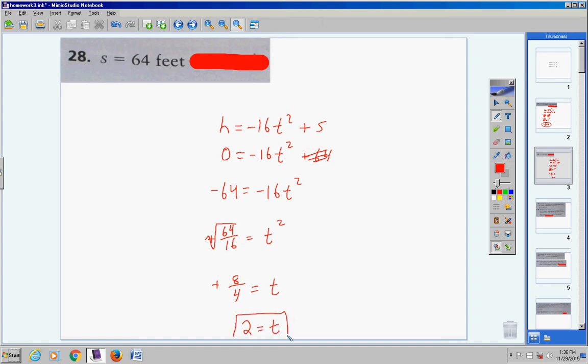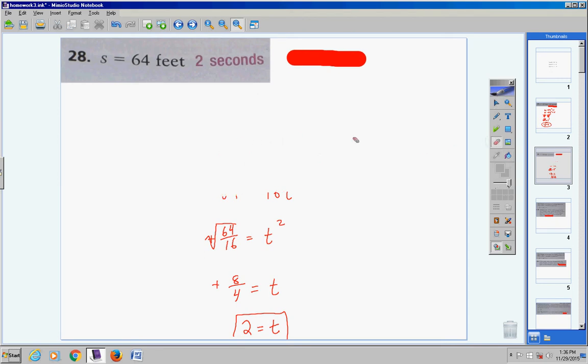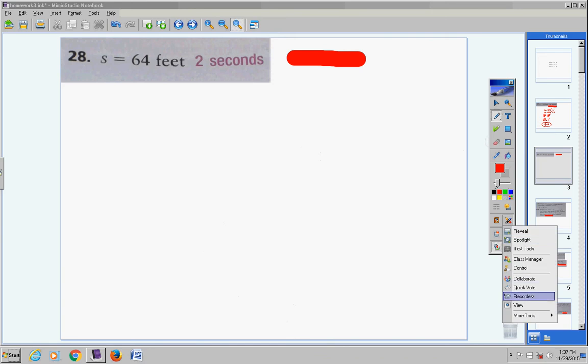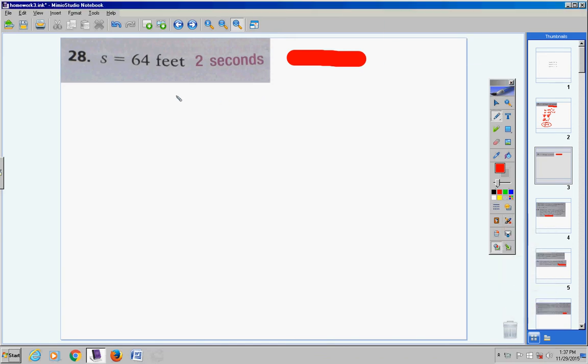So the time that would take for this object to hit the ground would be 2 seconds. I want to talk to you about something, a problem that would be a very fair problem on a quiz or a test. What if this problem said an object is dropped 64 feet off the ground and a person catches it 5 feet off the ground? How long would it take?